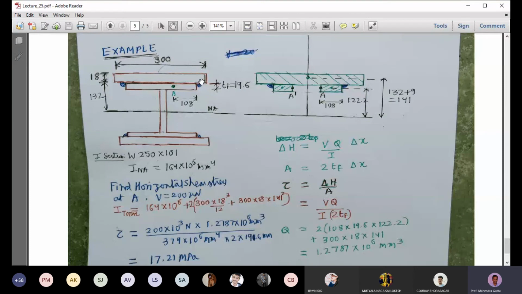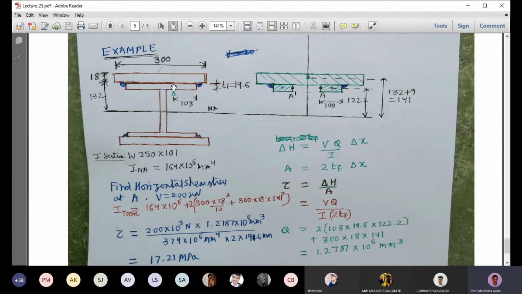We are welding it so that this plate and this beam act together. So that's it. These are called fillet welds. And what are we asked? We are asked the same question. What is the horizontal shear stress coming at point A, or at this point?